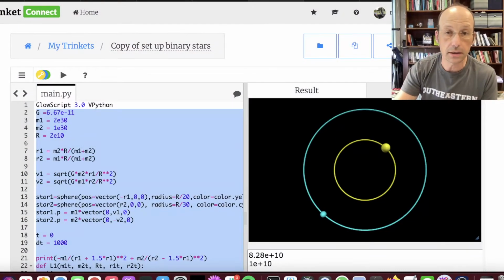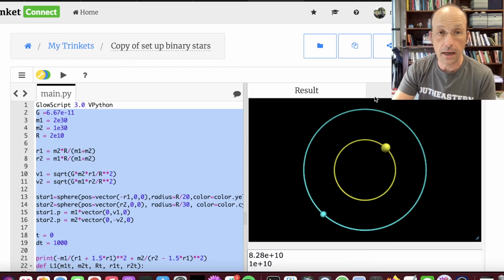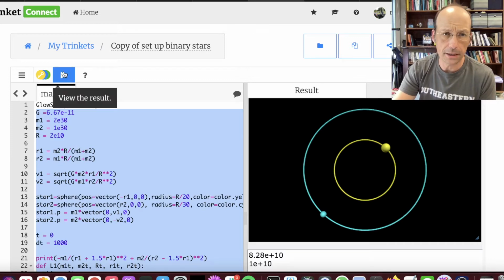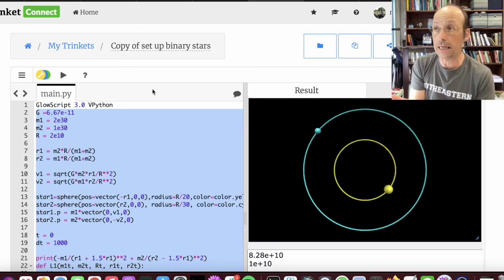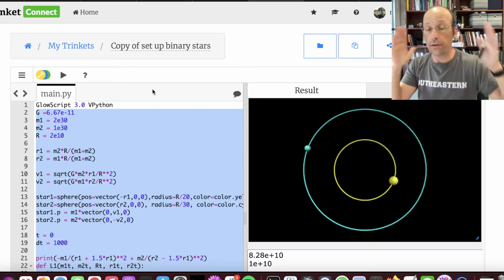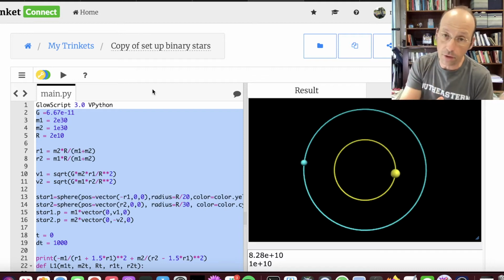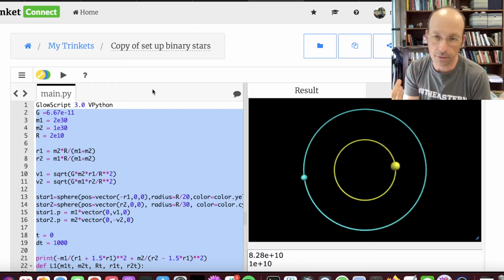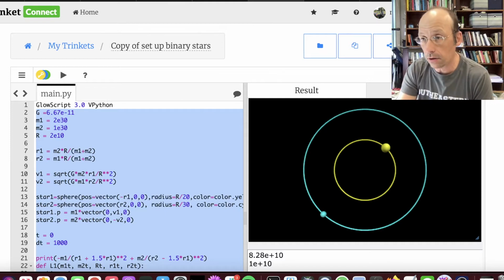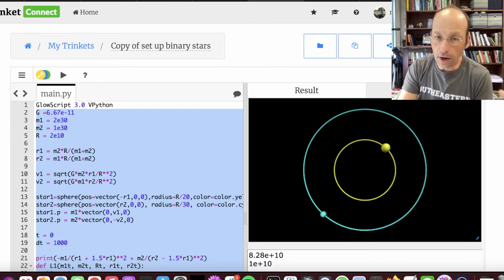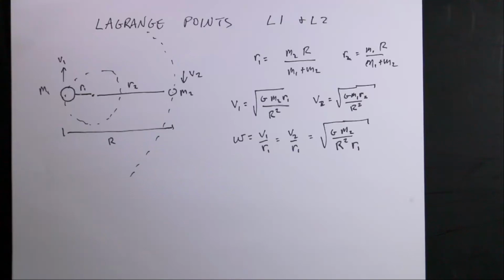Okay, so here is the code. And let me just run this. There's nothing super magic about this, but you can see the two objects orbiting, and you can put the masses at whatever you want, and also the distance between them. And that's not running in real time because that would be weird. So there you go. So I'm going to take that, and what I want to do is to go over here and find the locations of the Lagrange points L1 and L2.